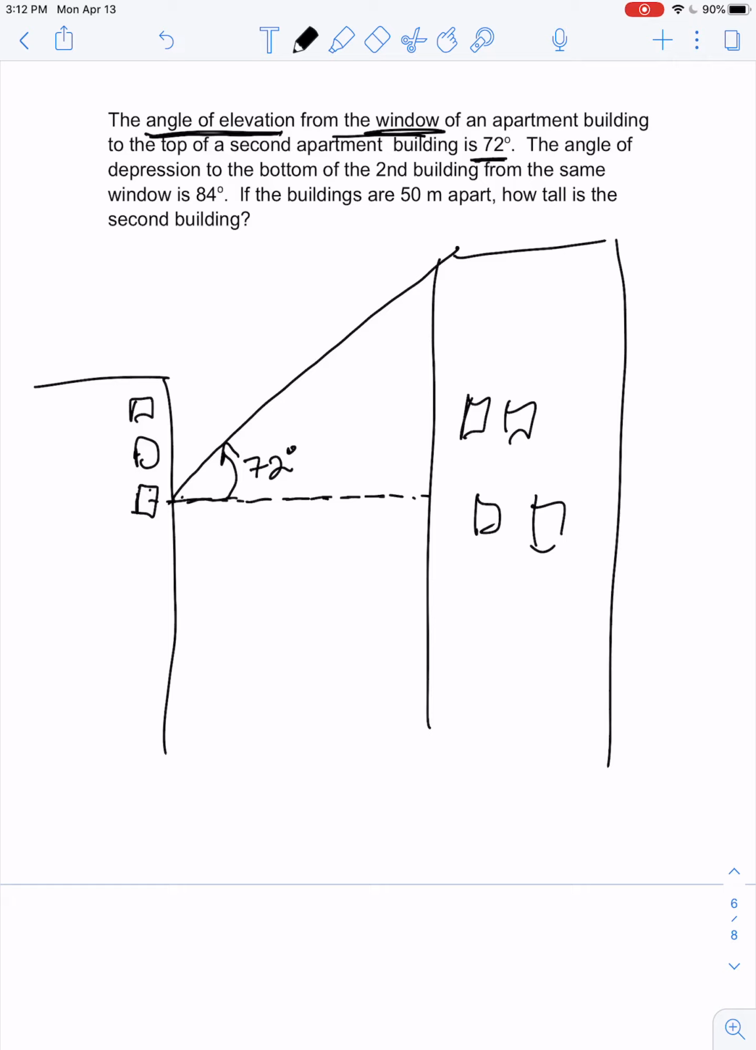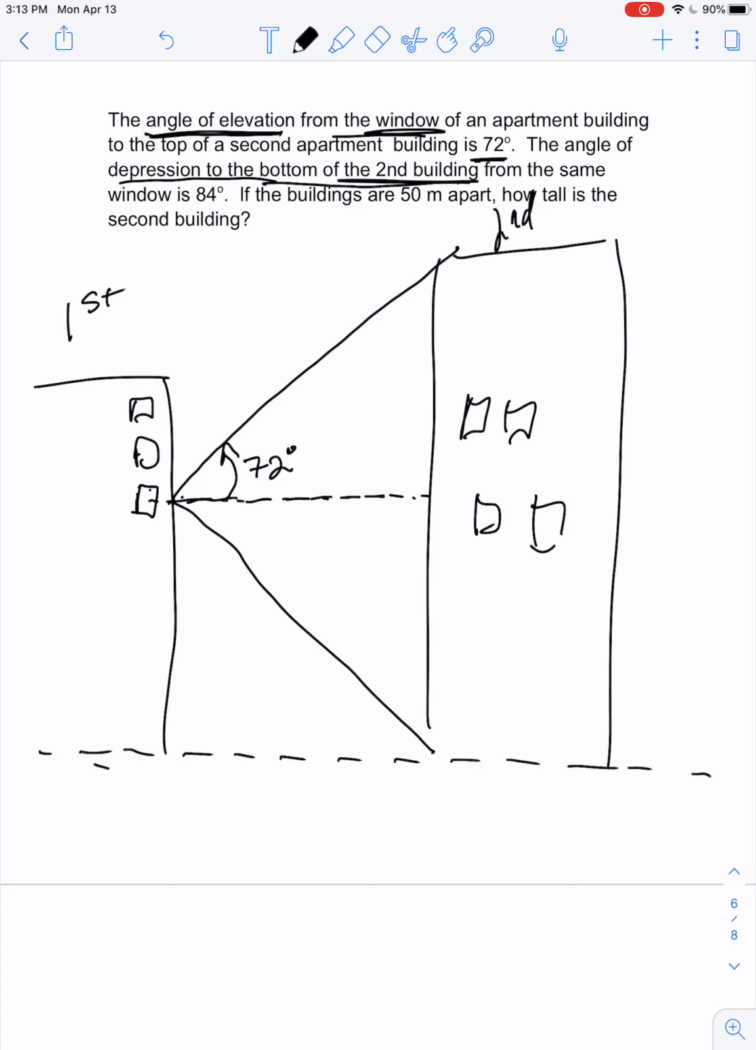And then it says the angle of depression to the bottom of the second building. So here's your first building, the building that the person is in, looking up and down to the next building. This is your second building. So the angle of depression down to the bottom of this building, and again, we have to make the assumption that these two buildings are on the same level. So from this same window, we're looking down at an angle of depression of 84 degrees. And again, these are not drawn to scale at all.